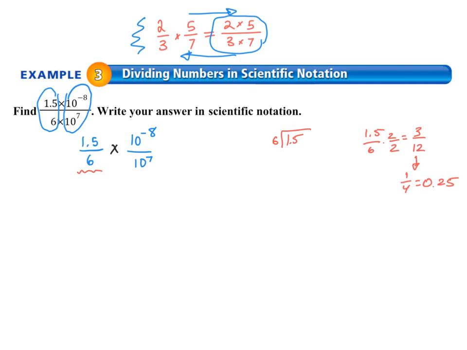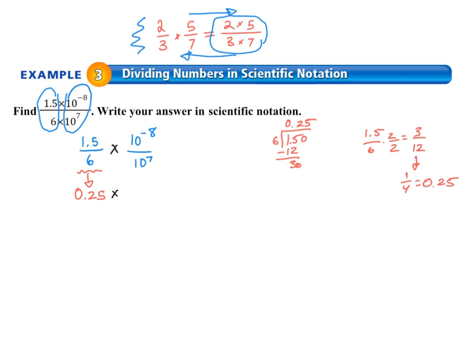So I could choose that method, or I could do this division over in the middle. 6 goes into 1 0 times. 6 goes into 15 twice. With 3 left over, 6 goes into 30 5 times. Either way, I see that that fraction is the same as 0.25. And then we have to simplify our exponents.